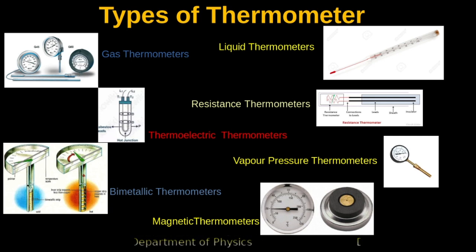This thermometer works on the principle of radiation. It measures temperatures greater than 2000 Kelvin. It uses Stefan's law, that is sigma T raised to 4.